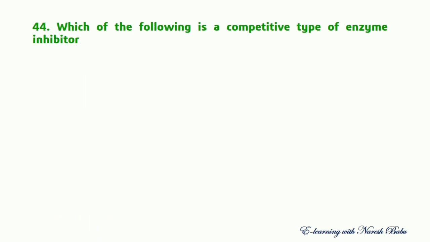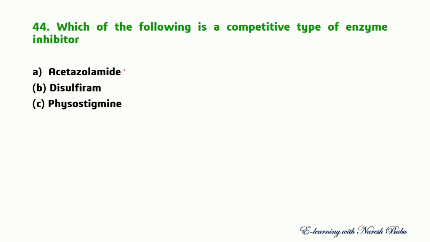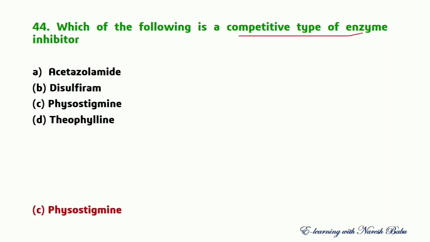Next question: which of the following is a competitive type of enzyme inhibitor? Acetazolamide, disulfiram, physostigmine, or theophylline. Among these, the competitive type of enzyme inhibitor is physostigmine. C is the answer.